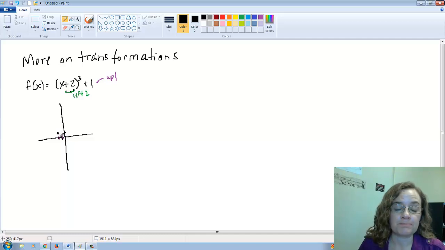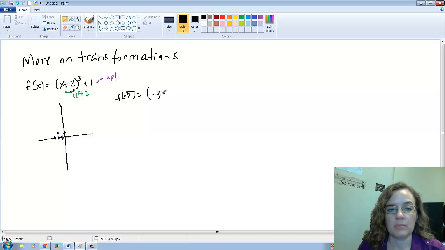If we plugged in a point like -3, we'll get -3 plus 2 cubed plus 1. So that's going to be -1 cubed plus 1, and that's going to be 0. So it's going to be right here. And I know by looking at the calculator, this is going to be going down like that. If I plugged in -1, we're going to get something similar, except we're going to get the point 2 here.